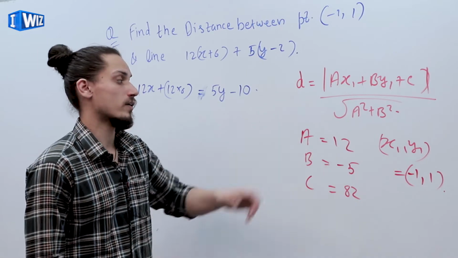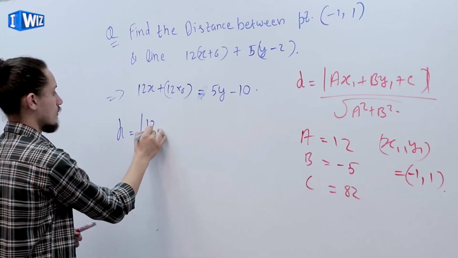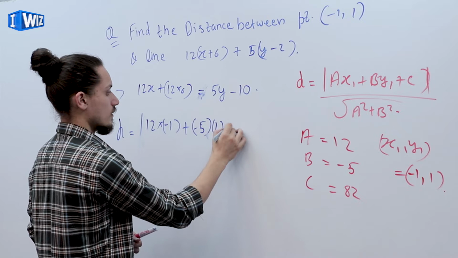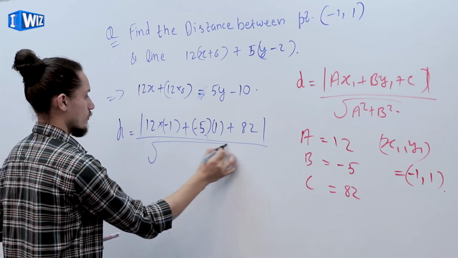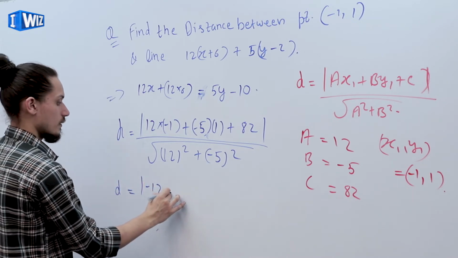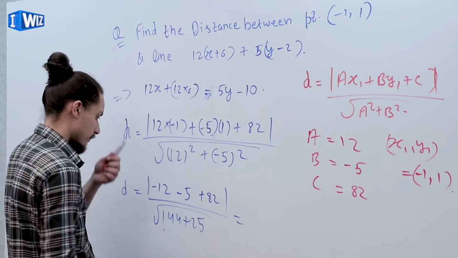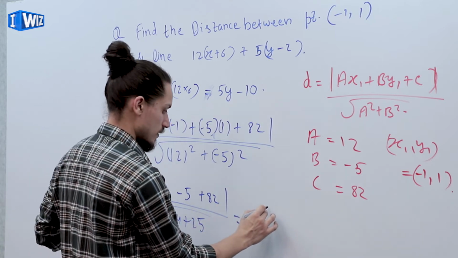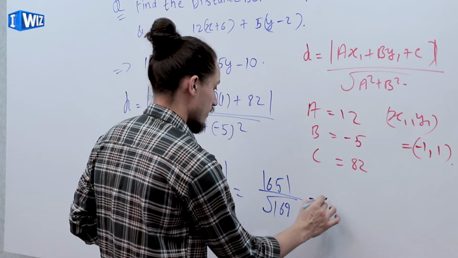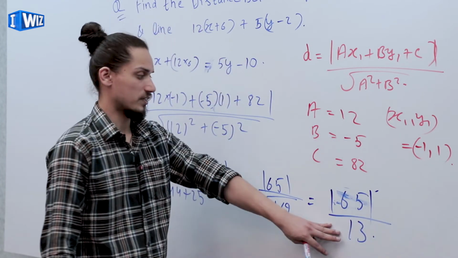Now using all these values in this formula we get d is equal to mod of a, that is 12, into x1, क्या हमारे पास -1, plus b -5 into y1 that is 1, plus c that is 82, divided by under the root a square plus b square, which gives us d is equal to mod of -12 -5 plus 82 divided by under the root 144 plus 25, which is equal to 82 minus 5 minus 12 gives us 65 mod divided by under the root 169. अब 169 का स्क्वायर रूट क्या होता है, 13, so we get mod of 65 divided by 13, which is the distance between this point and this line.